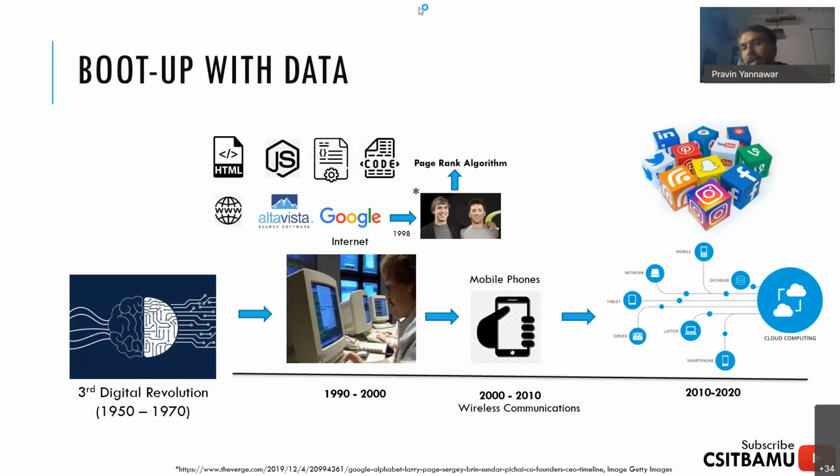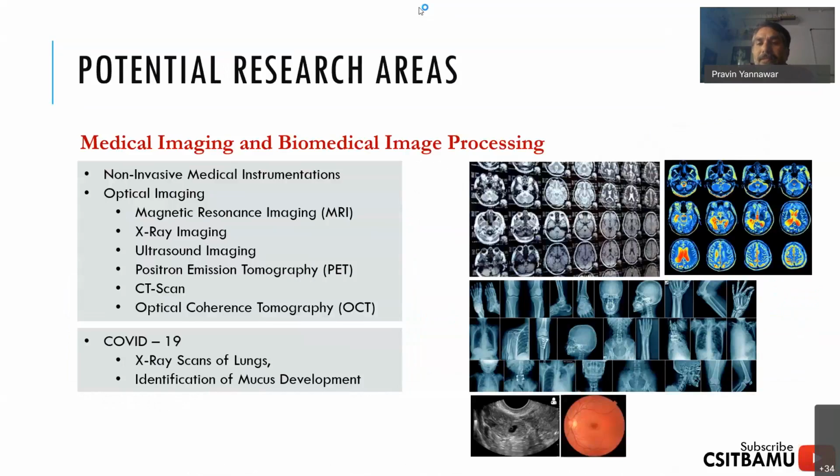Okay. In order to look at this and keep our discussion intact with image processing, the most potential area where you can go ahead with your research includes medical imaging and biomedical image processing. This is the area where you can put more effort. For people who are particularly interested in image processing, biomedical image processing is a happening area, right? And a lot of opportunities are available, specifically in non-invasive medical instrumentation.